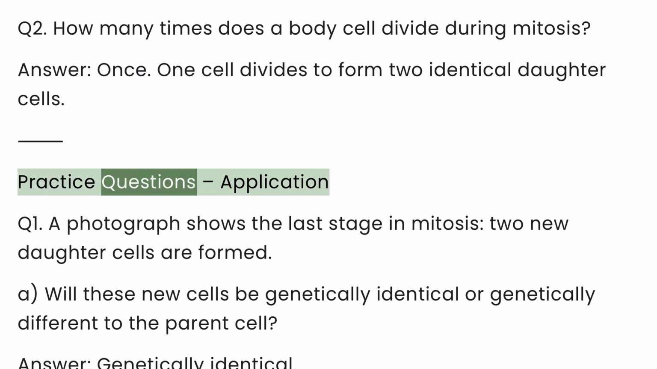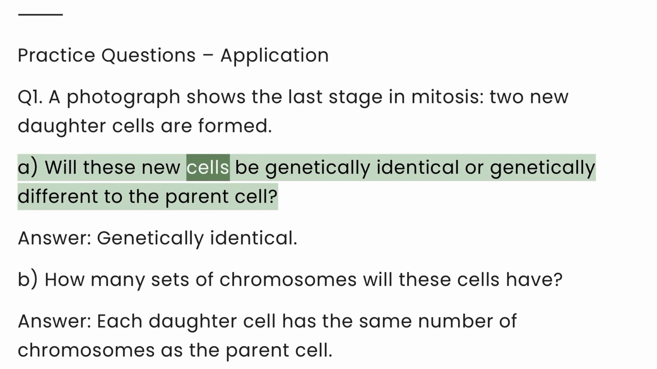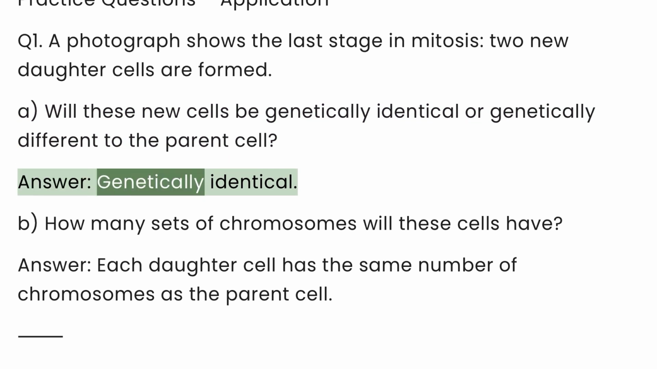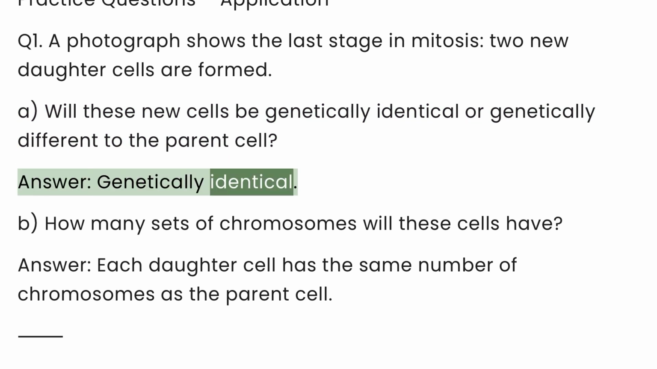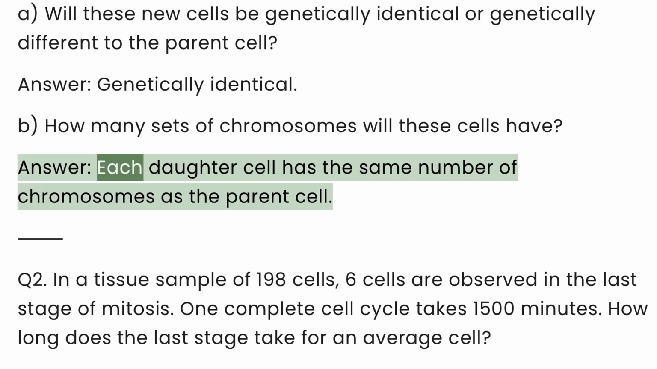Practice questions. Q1. A photograph shows the last stage in mitosis. Two new daughter cells are formed. A. Will these new cells be genetically identical or genetically different to the parent cell? Answer: genetically identical. B. How many sets of chromosomes will these cells have? Answer: each daughter cell has the same number of chromosomes as the parent cell.